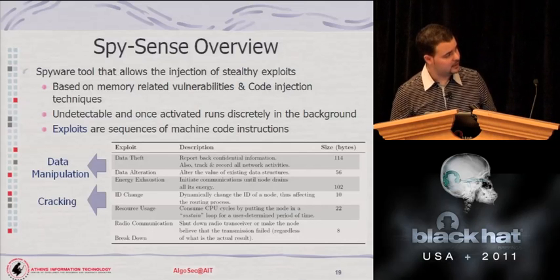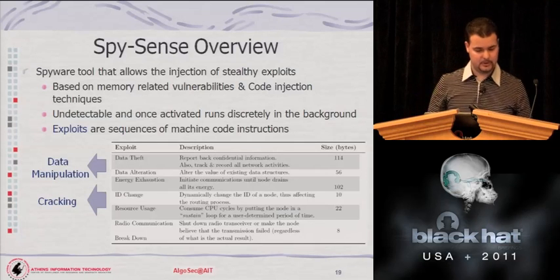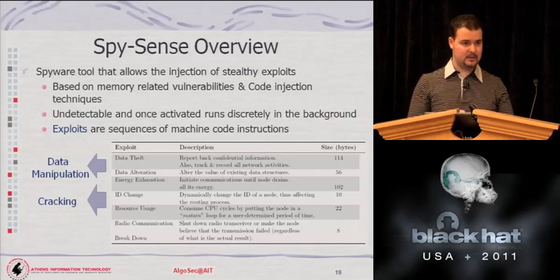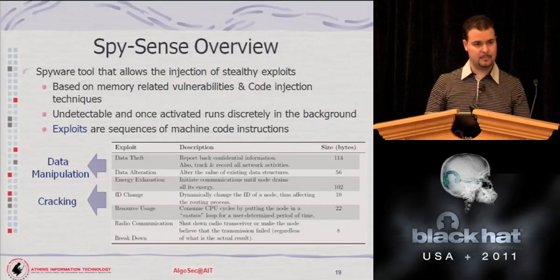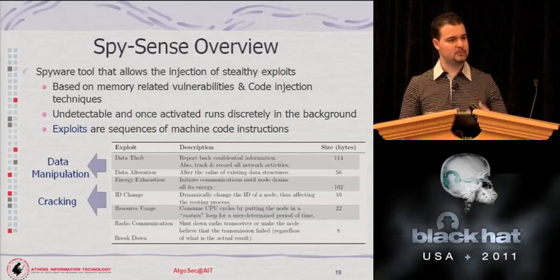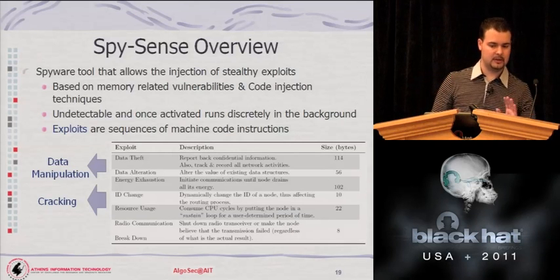The second kind of exploits are the cracking exploits. So we have the extensive resource usage exploit. Once activated for a certain period of time that you define, the sensor node will be in an extensive resource usage mode. It will consume CPU cycles without doing anything else.